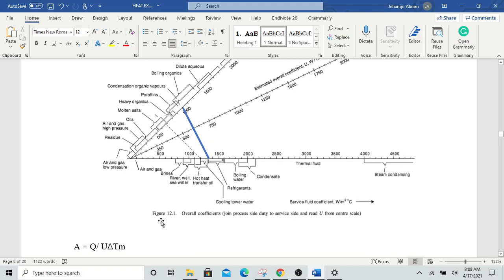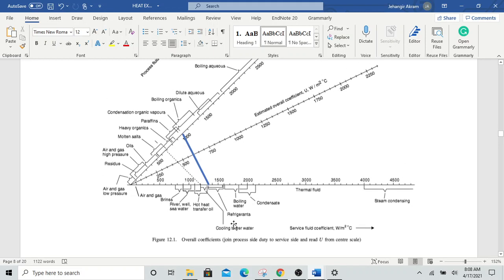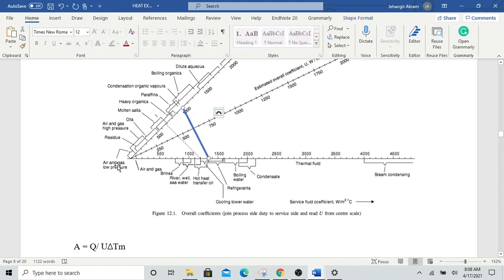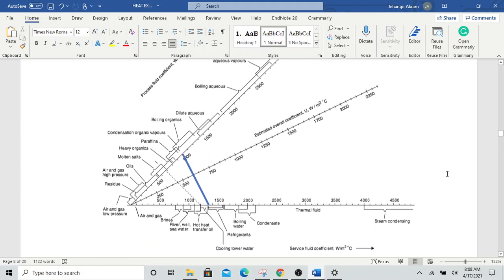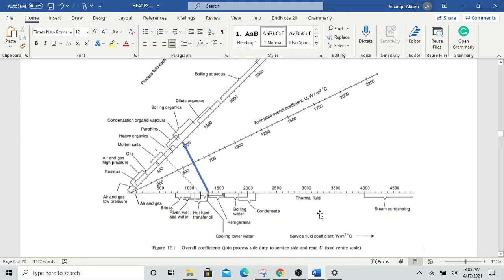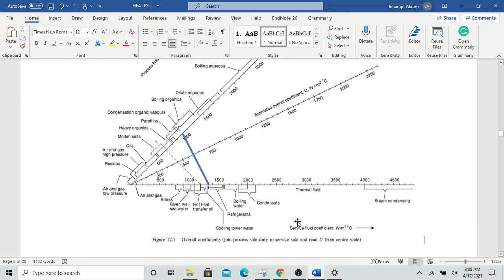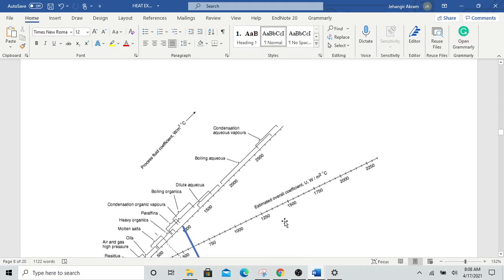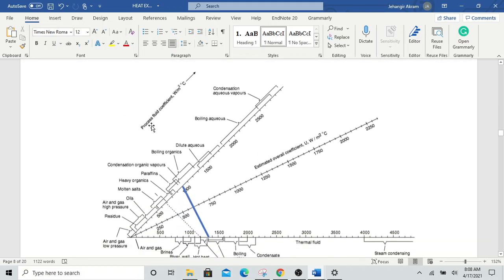You will be moving to figure 12.1 of Coulson Volume 6, and you will find this line drawn by me. So okay, don't get confused. It is basically the service fluid, or you can say the utility stream, and it is our process fluid stream.